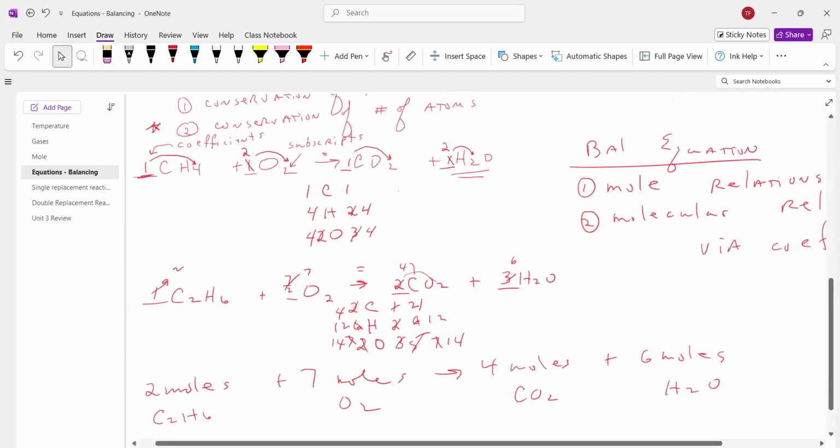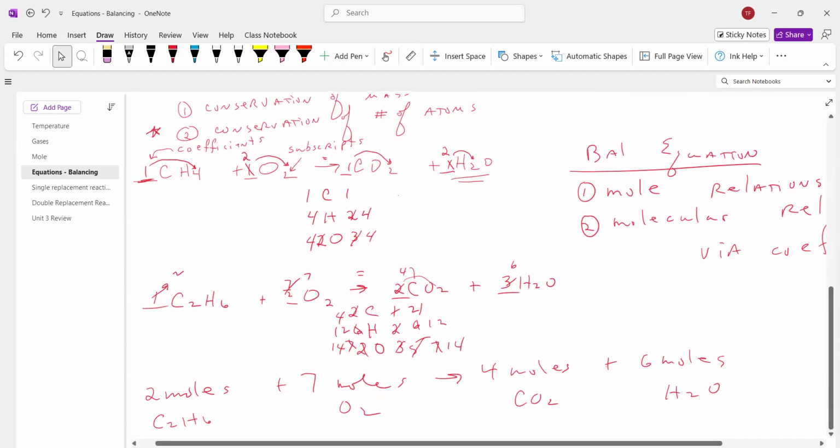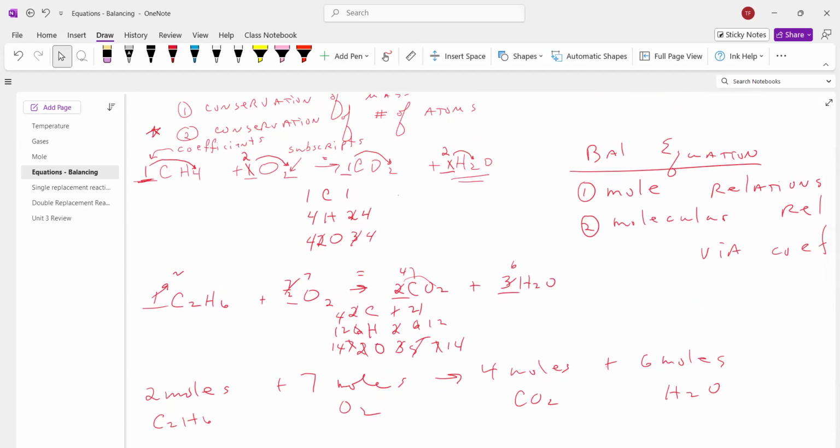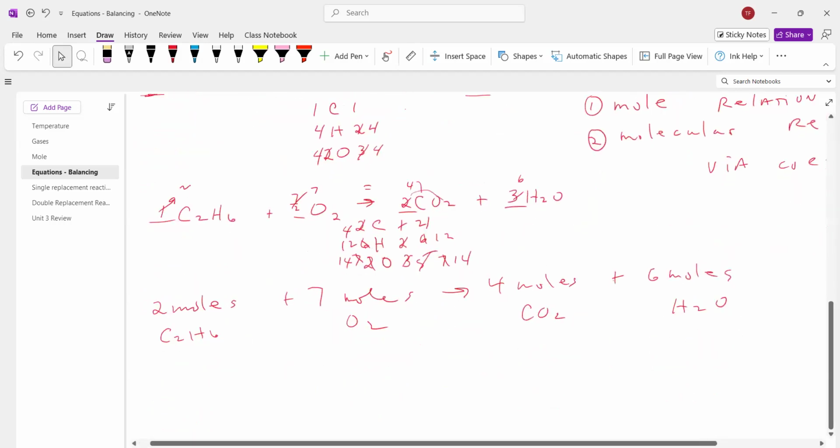So a typical test question is, what information can you gain from the balanced equation? 2 things: the number of moles relationship and the number of molecules relationship. Put a little star by that. You will have that in your next test. Okay.